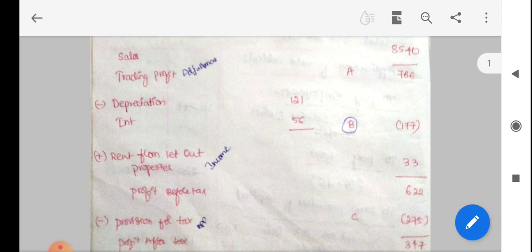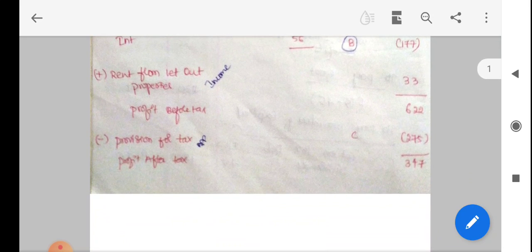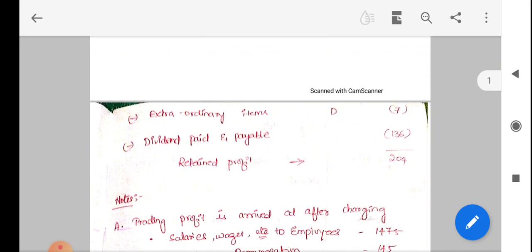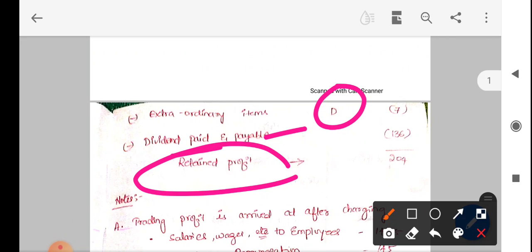We have interest 56. Relating to interest also we have an adjustment. The negative amount is 177. Next we have rent from let out property, 33. Next we have profit before tax. Next they have provided us the provision for tax. The balancing figure is profit after tax. Next they have given us the extraordinary items, relating to this there is an adjustment, point D, an adjustment, and the amount is 7. Next they have given us a dividend paid and payable, 136. Retained earning they have already given, that is 204.